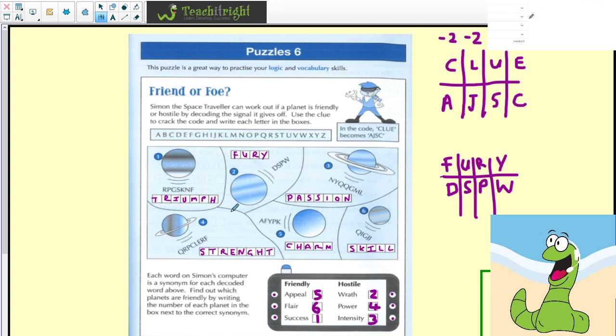And that's what you need to apply to work out your different anagrams that you've got here and your different clues to work out your synonyms as well. And I've also had to number them whether they're friendly or whether they're hostile. So appeal, flair and success, 5, 6 and 1. Hostile meaning unfriendly, wrath, power and intensity for 2, 4 and 3. So again, if you do want to pause it, hope you had a bit of fun with that one. That one seemed quite fun.